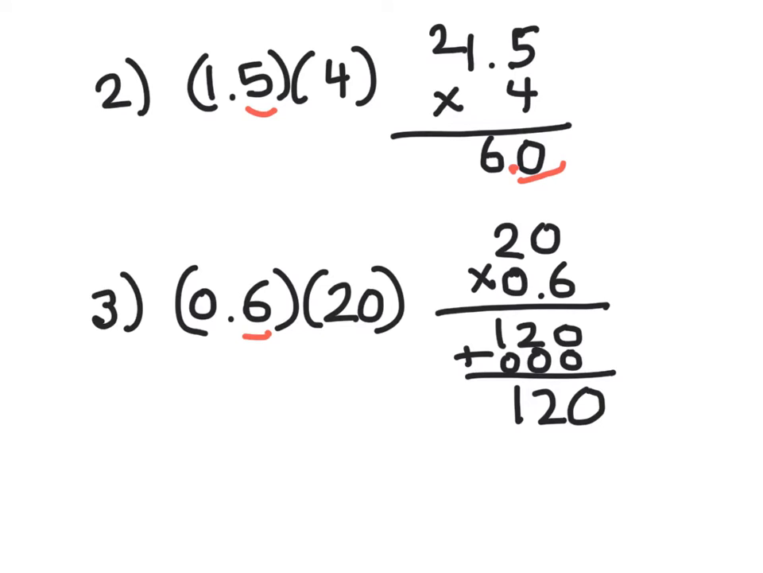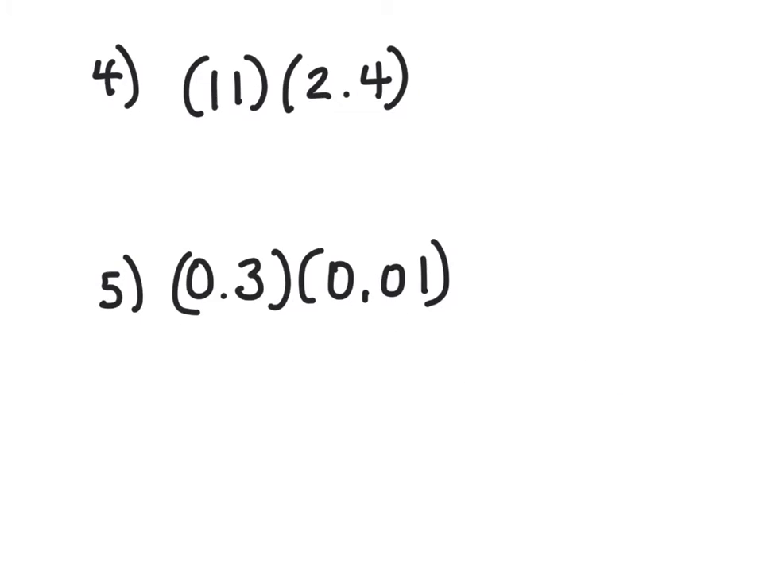Now let's place the decimal point. So we need to have one decimal place. Move it to the right, one place. So we have 12.0, or just 12. All right, so how are you doing? All right, go ahead and try number 4. Pause it and then restart to check your answer.